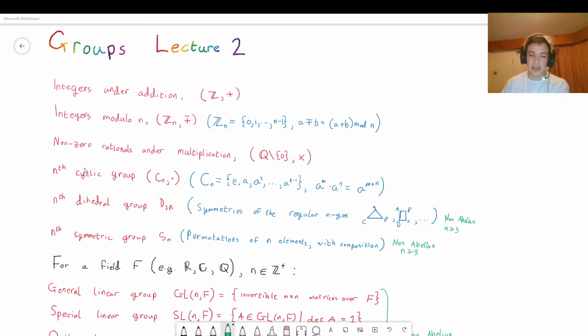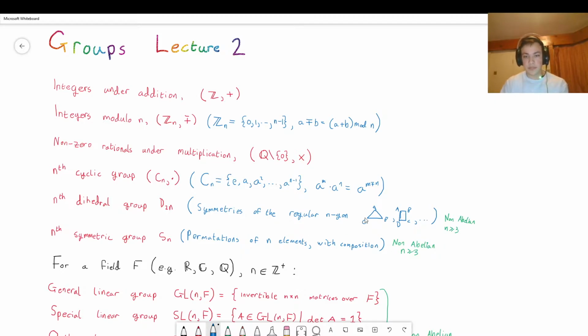Okay, we then have the nth cyclic group, which is quite a common group, where n is any positive integer. That's the element e, and then some element a, which we then raise to powers, and we basically say that a to the n is equal to e again. So this should maybe be a bar, just to indicate that it's moduloed.